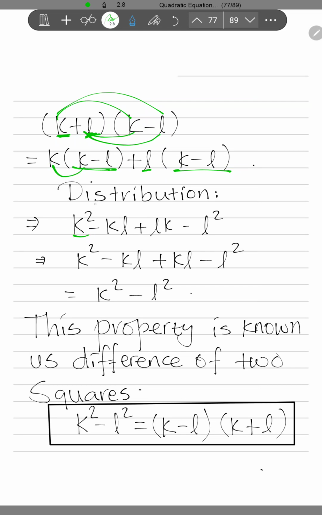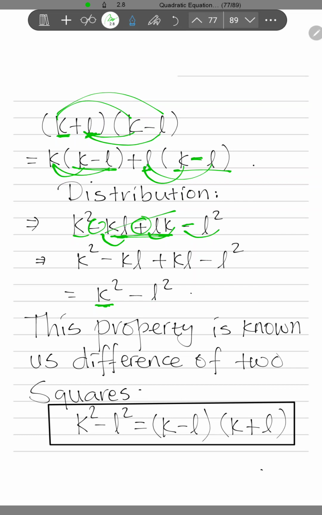k times k is k squared. k times minus l is minus kl. l times k is lk. l times l is minus l squared, because we have a negative here. Here, kl and lk are the same, by the commutative property of multiplication. So kl and lk are the same but have different signs, so they cancel out. So it becomes k squared minus l squared.